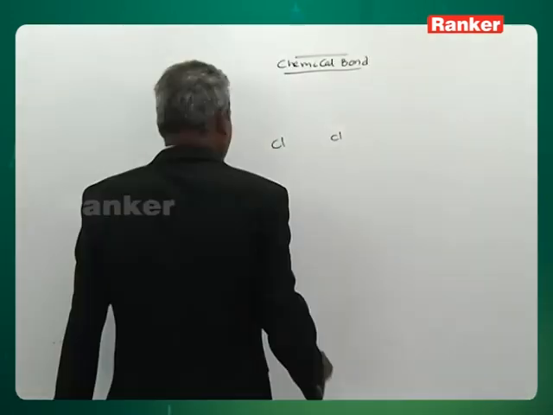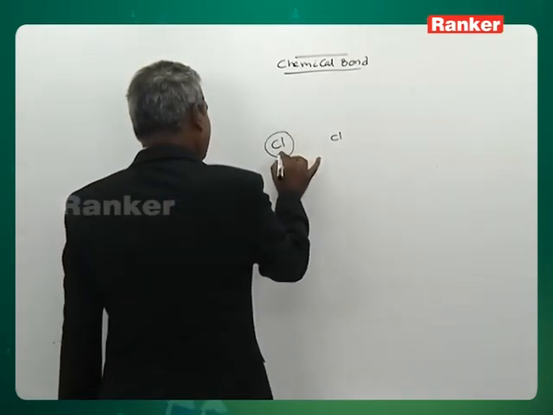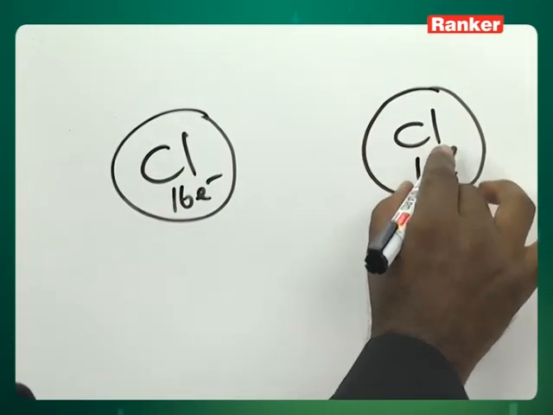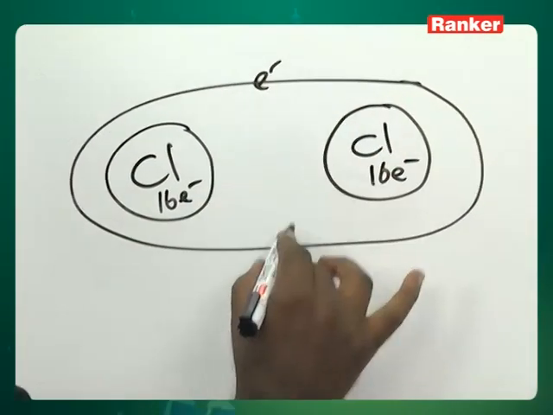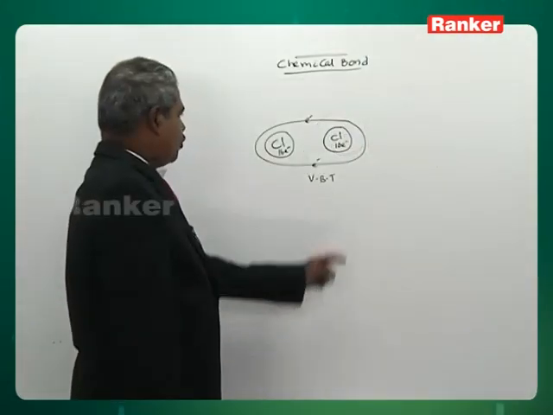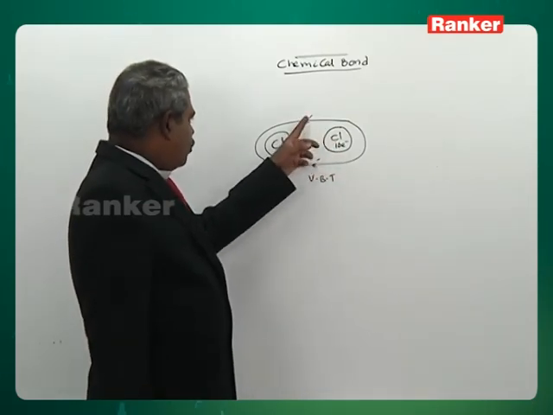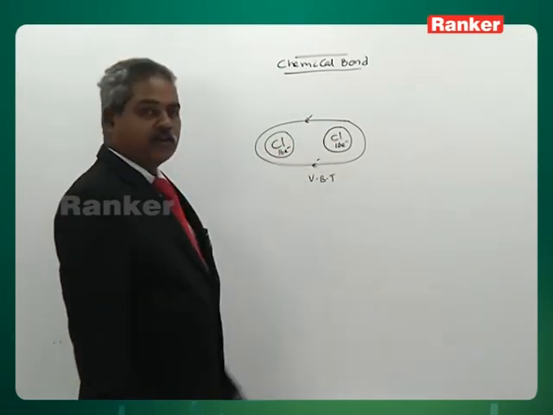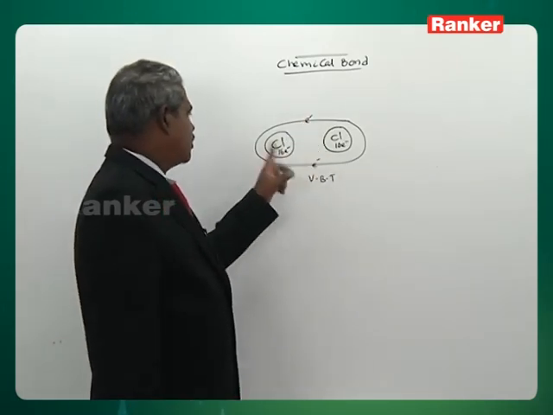Chlorine has 17 electrons. 16 electrons revolve around this chlorine nucleus, and 16 electrons revolve around this other chlorine nucleus, and only 2 electrons are shared in common. Only these 2 electrons. This is valence bond theory. It means this chlorine atom has power only over these 2 electrons. This chlorine doesn't have anything to do with these 16 electrons. This chlorine can rightfully claim these 2 electrons, but not the others.